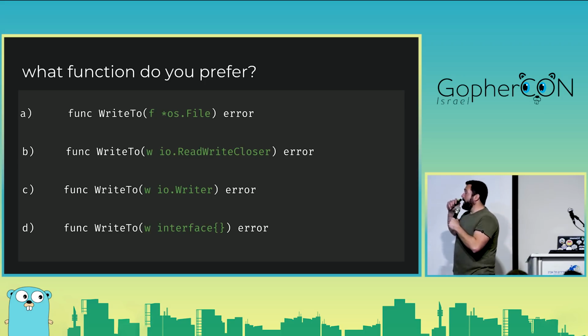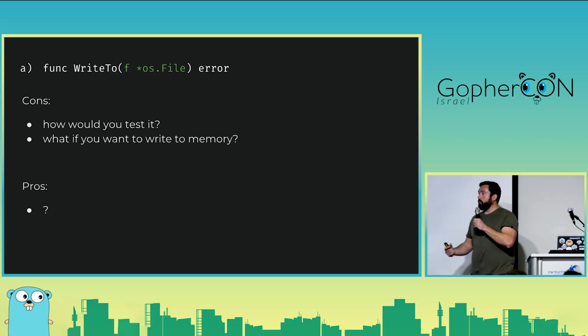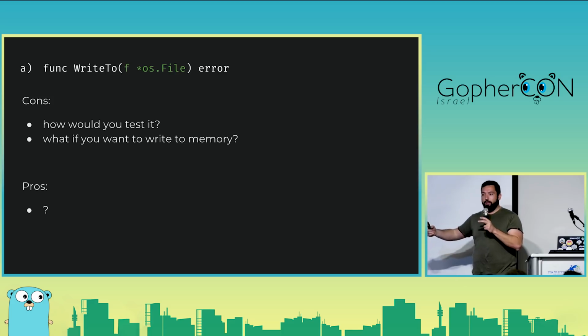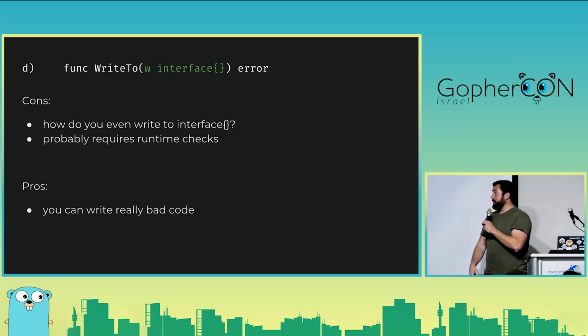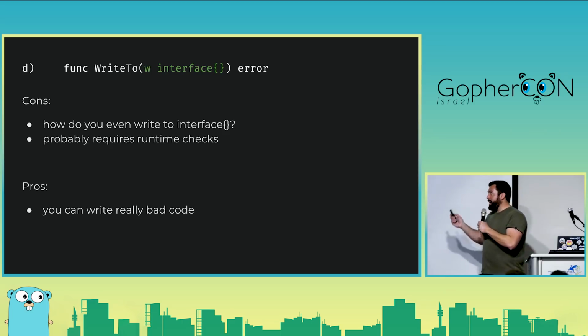So actually, clearly, A is not the good one. Why? Because how do you test it? To test something like this, you actually need to create a pointer to a file. And that's hard. And what's the point of creating a pointer to a file if you don't need it? Empty interface. The con is, how do you even write to an empty interface? Well, how do you do this? Also, it requires runtime checks. You're going to need to check, is this really what I expect or not? And the only pro is that you can write really bad code. If that's your goal, great. But other than that, do not do that.